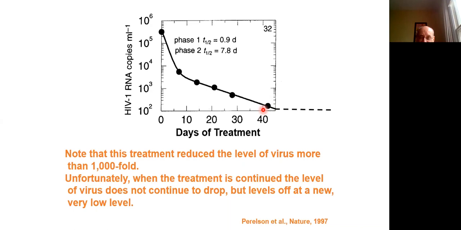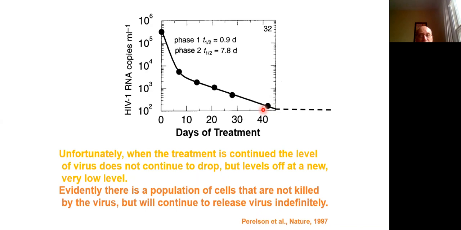But more sensitive assays do detect virus in the blood. It may be in the neighborhood of 10, 20, 50, 5, 2 viruses per mil of blood. Vanishingly low levels, but it's there. In other words, somewhere in the body, there are cells that are not killed by the virus, but retain the ability to release virus indefinitely.